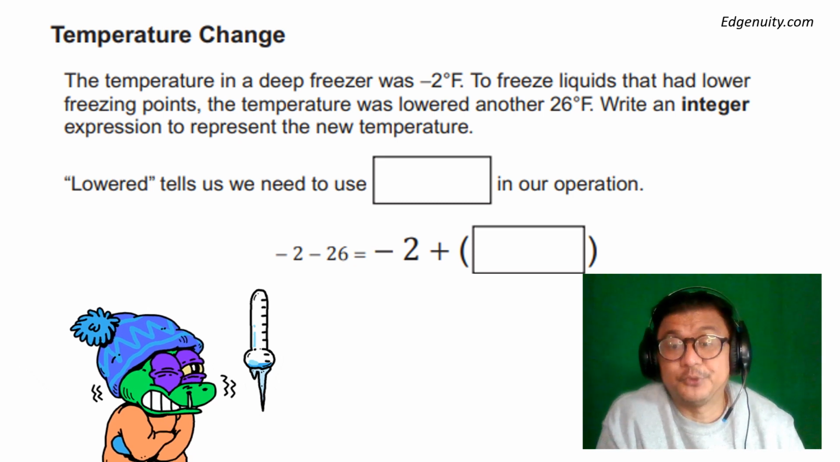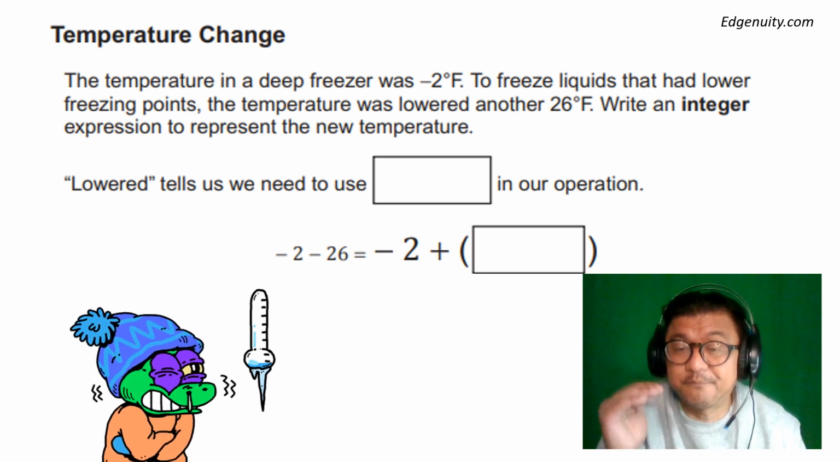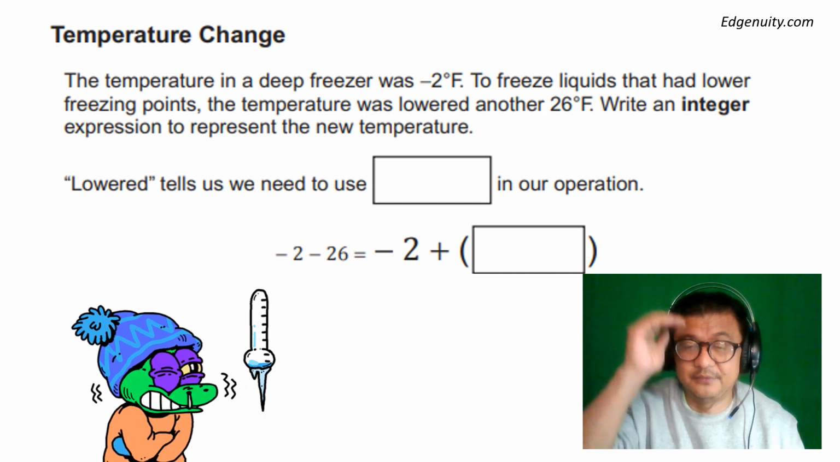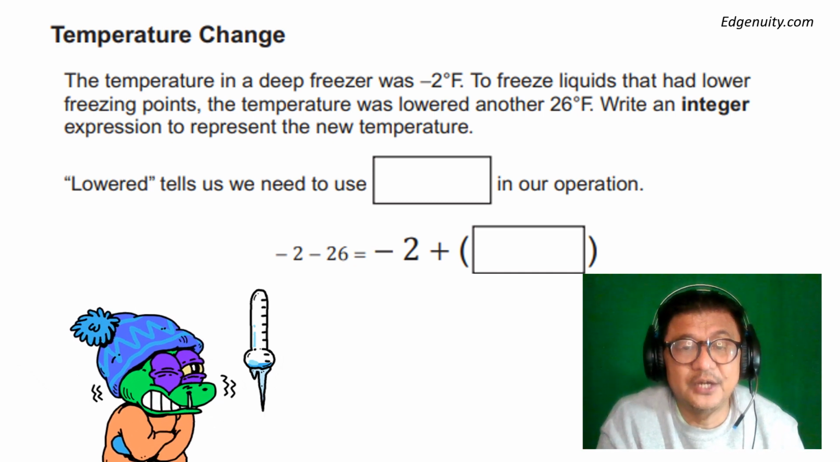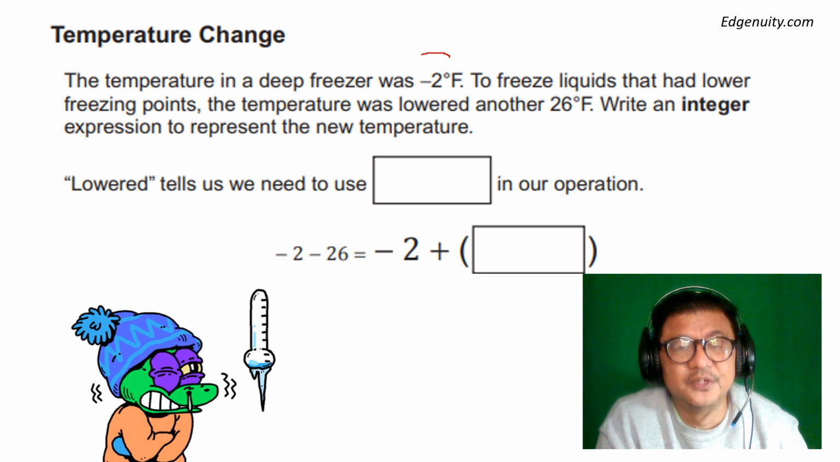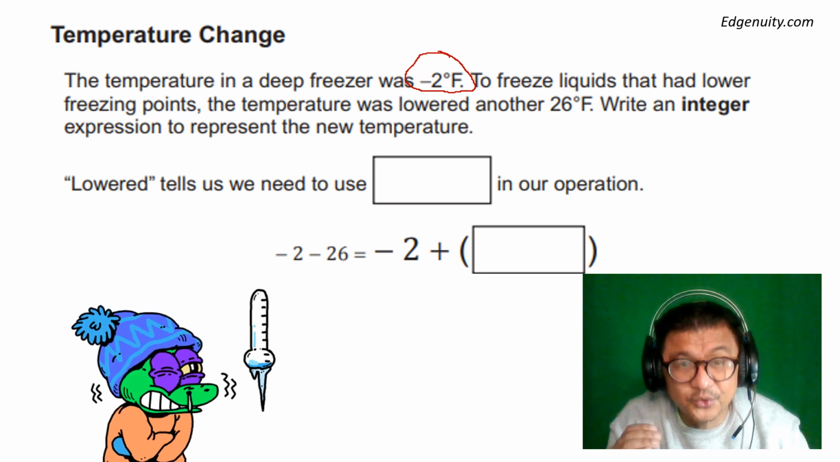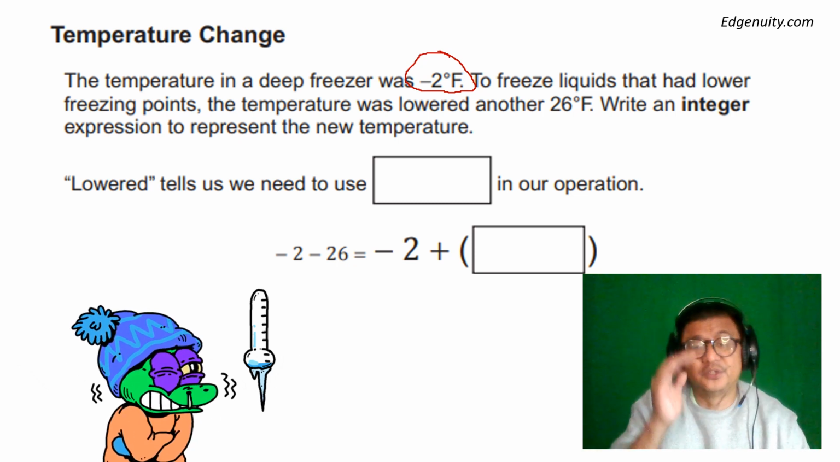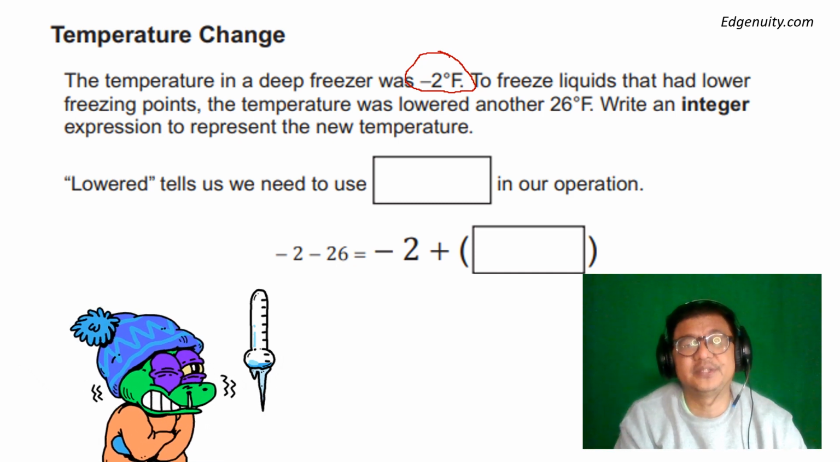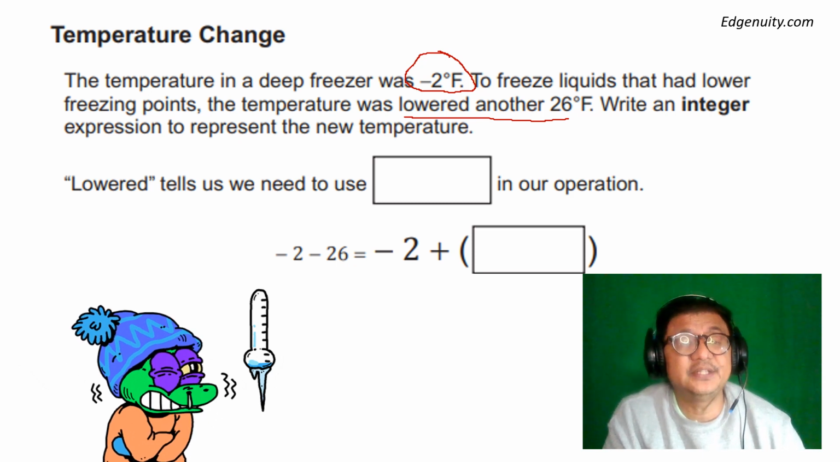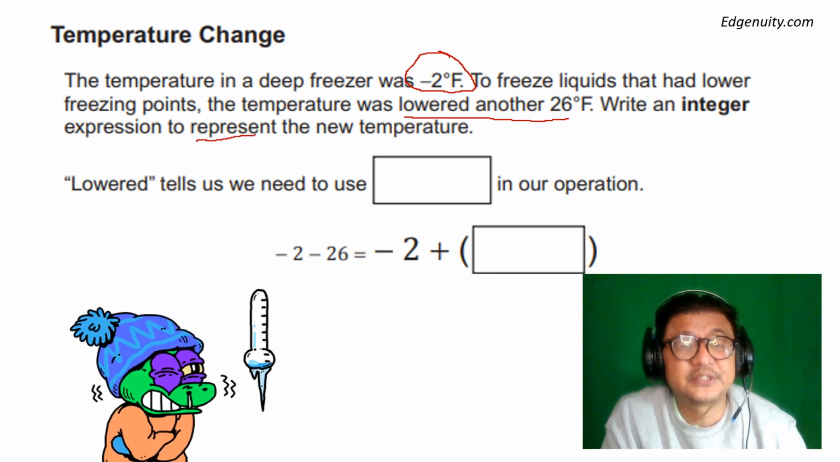Now, let's start with temperature change. When you see temperature, think of positive as going up, above zero, and negative as going down, below zero. So let's read the problem. The temperature in a deep freezer was -2 degrees Fahrenheit. To freeze liquids that had lower freezing points, since it's already low, the temperature was lowered another 26 degrees Fahrenheit because you want to freeze it. Now, you will write an integer to represent the new temperature.